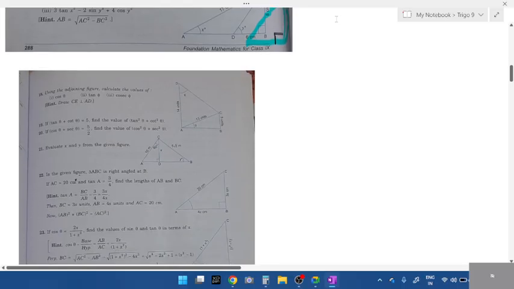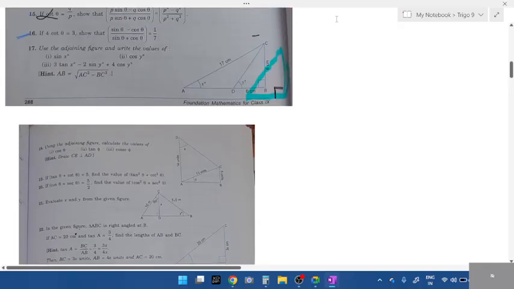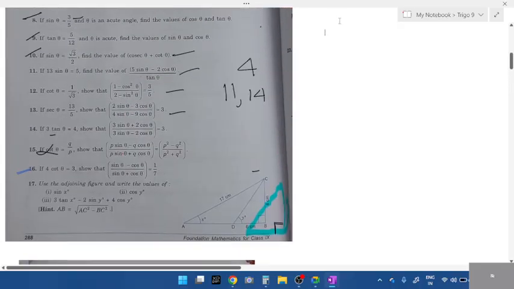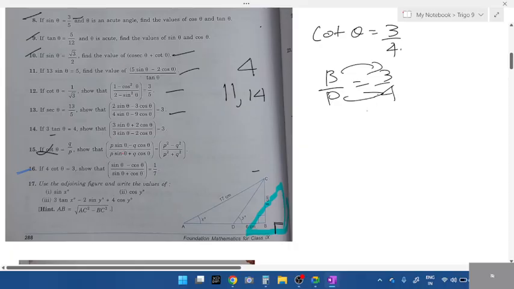One minute. Okay, 4 gets shifted, right? So it becomes cot theta equals 3 by 4. First find the value. Cot is what? What's the formula for cot? Base by perpendicular. What is missing? Use the formula. You'll get hypotenuse as 5. Okay, and you have to substitute here.